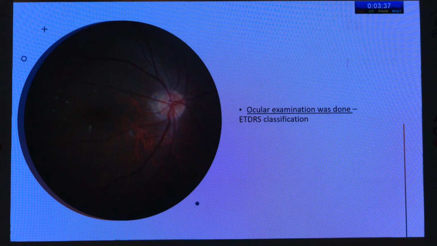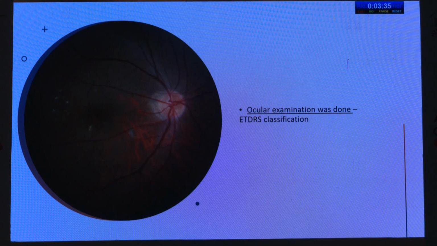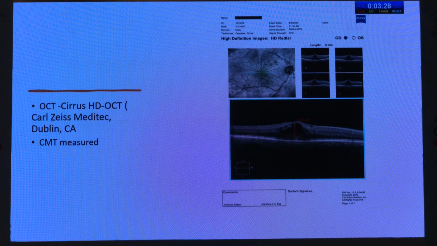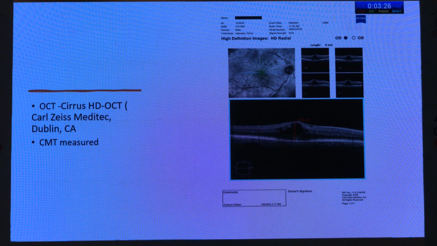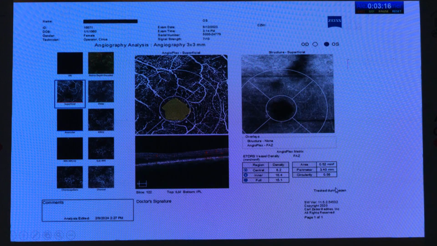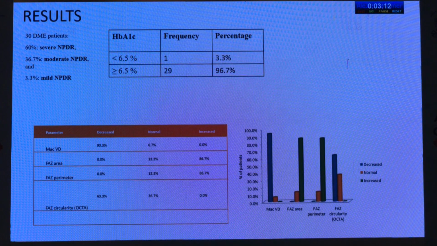Patients underwent an ocular examination and were classified according to ETDRS classification, followed by OCT to measure the CMT, because our inclusion criteria was to include only patients who had CMT more than 300 microns, followed by OCTA. On OCTA, we measured the vessel density and FAZ area, perimeter, and circularity to assess the microvascular changes. These are the slides depicting how OCTA was done in various patients.